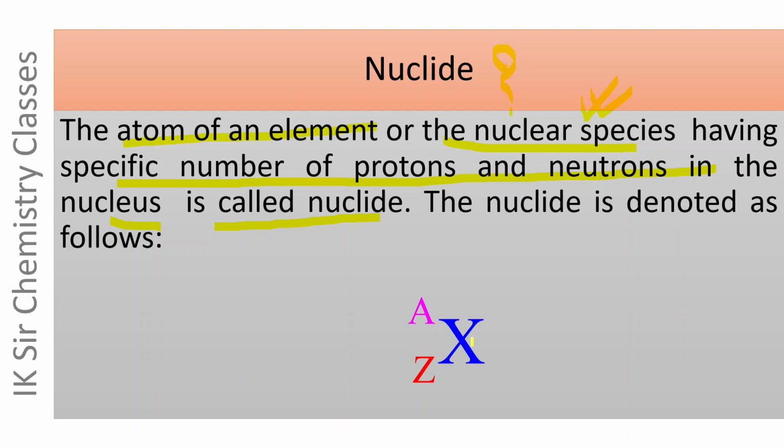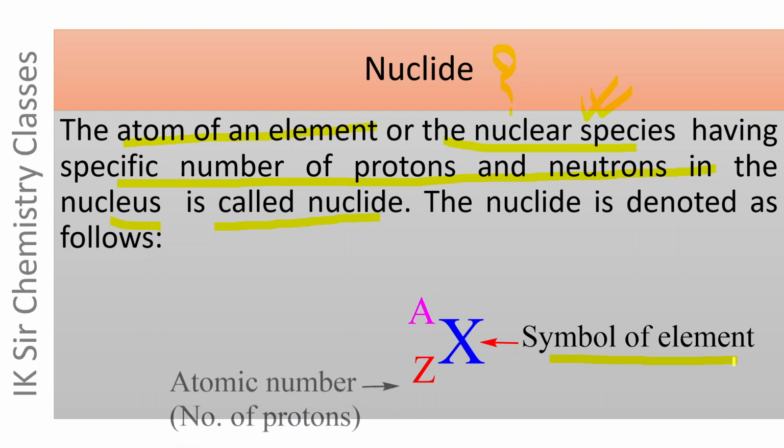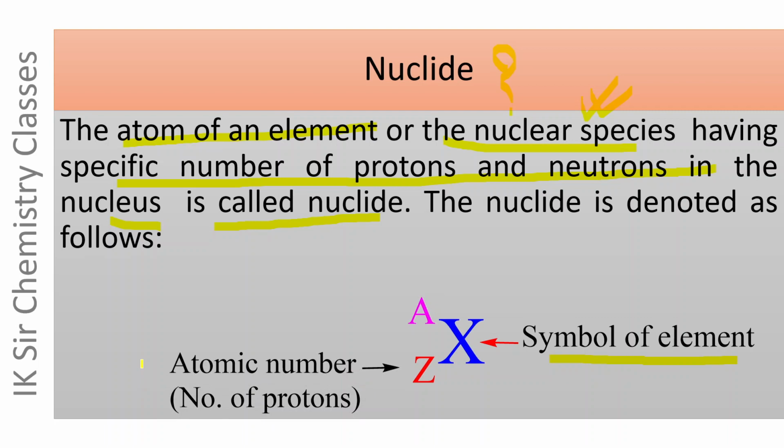X with Z and A. Here X is the symbol of the element whose atom or nucleus is being considered. Z is the atomic number, that is the number of protons in the nucleus, while A is the mass number and it is equal to the sum of neutrons and protons present in the nucleus.